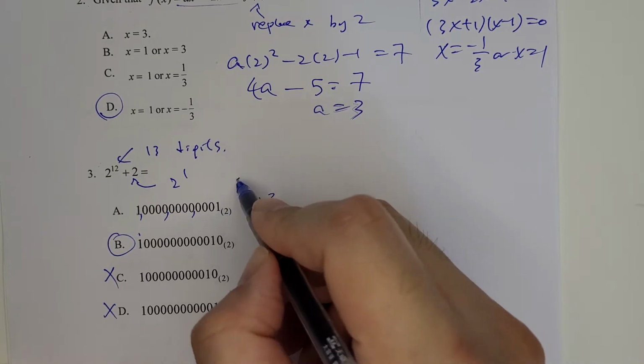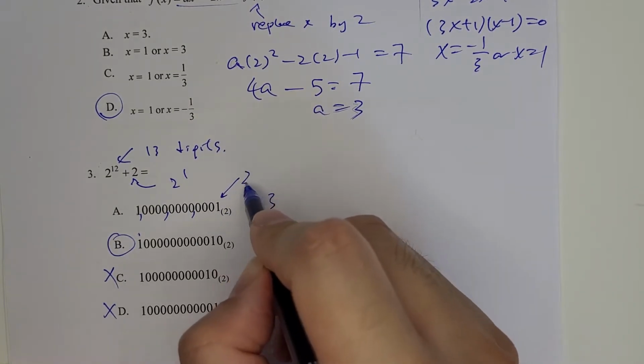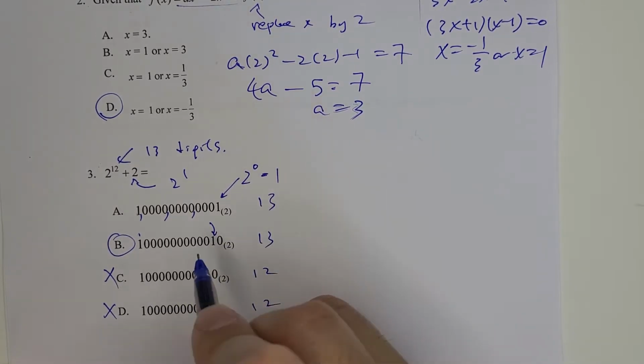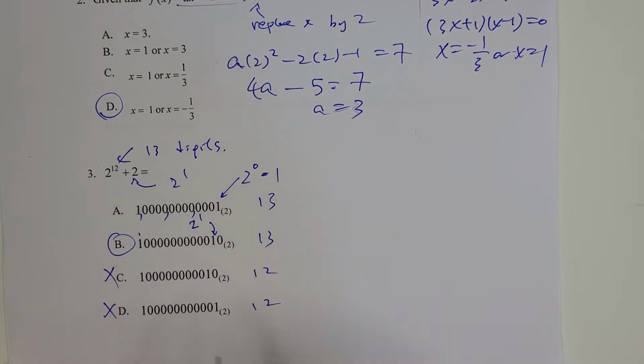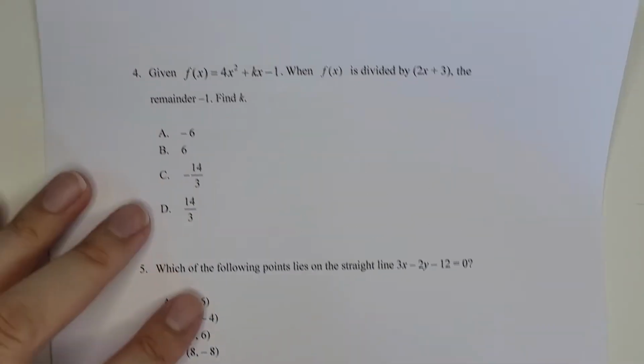How about A? A is not correct because the rightmost digit, that is 2 to the power 0, is 1. For the second last digit, that's 2 to the power 1, that is 2. Okay? So the answer is B. So go to question number 4.